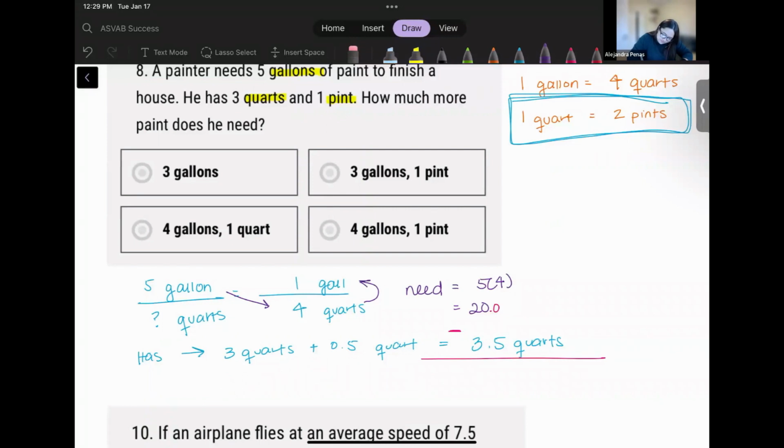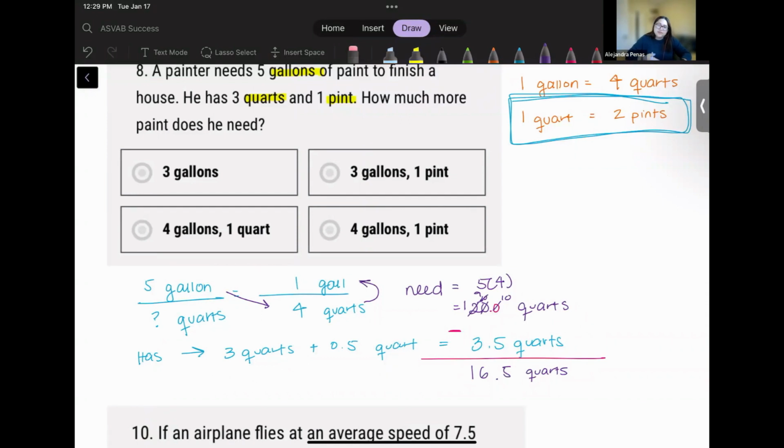So we know how much he needed. We know how much he has. Let's just subtract to see how much is missing. So I'm going to subtract here. This is going to turn into a 1. This is going to turn into a 10, but then that becomes a 9. So this becomes a 10. So that'll be 5 decimal, and that'll be 6, and that'll be 1. So he's missing 16.5 quarts.